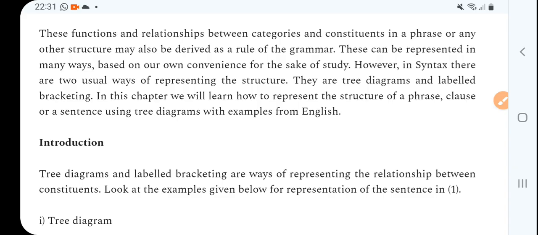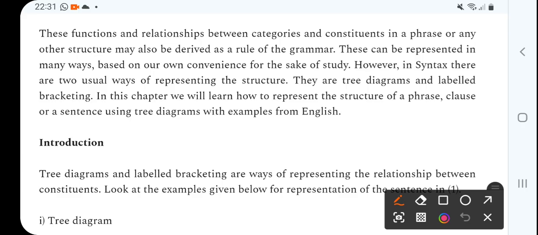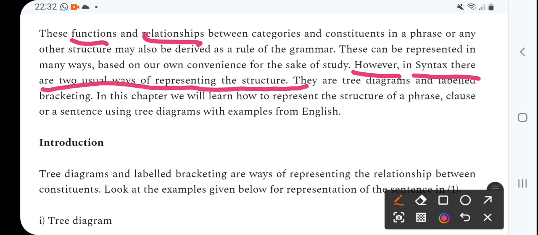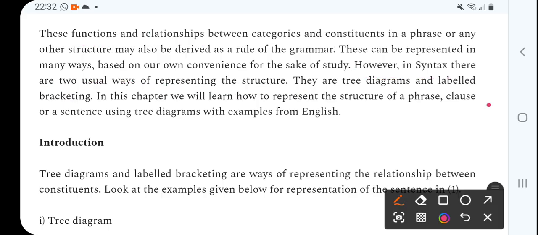Tree diagram means that relationships and functions can be explained in many ways. But here they say that syntax is a structure. There are two usual ways of representing the structure: tree diagram and labeled bracketing, in this chapter.